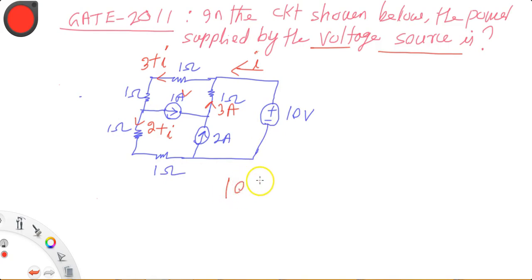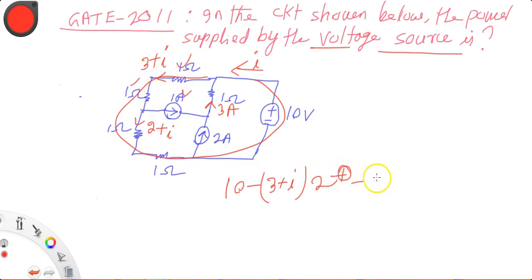So 10 minus 3 plus I, this way, minus 3 plus I, okay, into 2, because 1 ohm here, 1 ohm here, then minus 2 into 2 plus I, right, equal to 0.